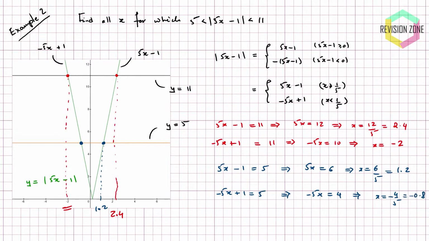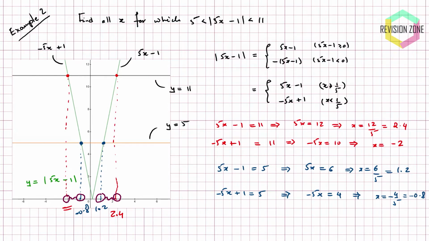Okay, so we end up with minus 0.8 there. And so we've basically done all the hard work. Now it's just a matter of making sure that we understand that those inequalities are strict and not soft inequalities. Therefore, the solution that we're going to end up with is this region here and this region here, because it's precisely for x being between these values that the green part of our modulus function is between these two horizontal lines.